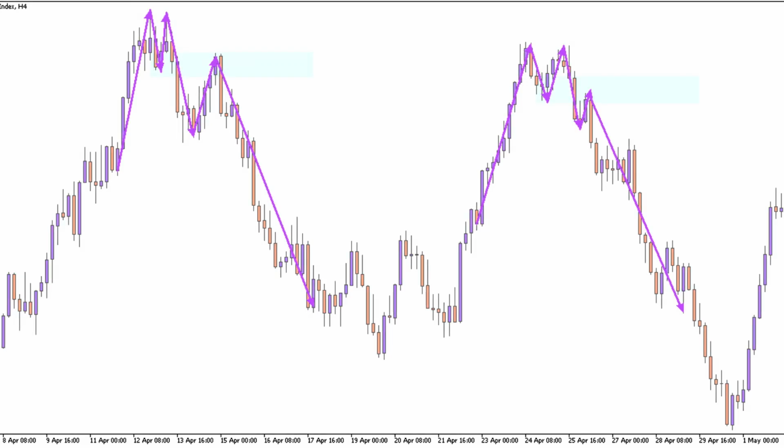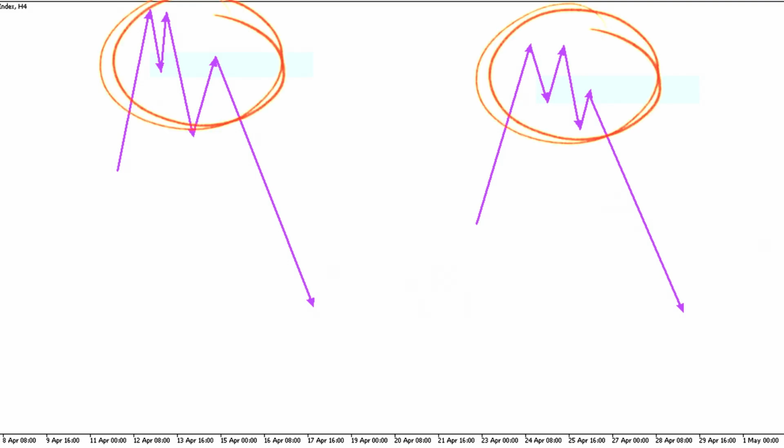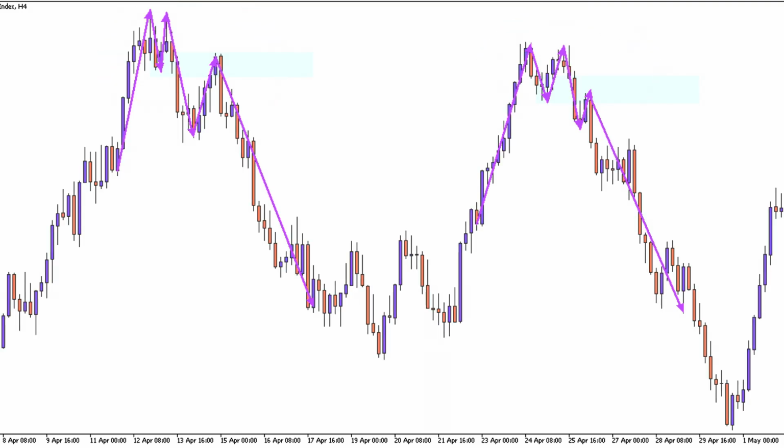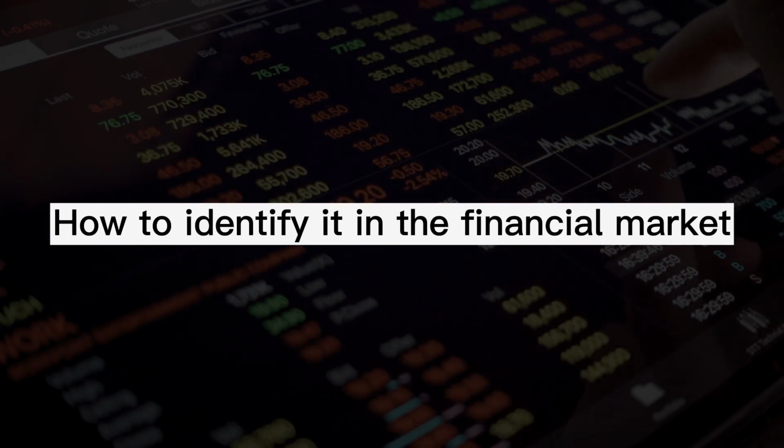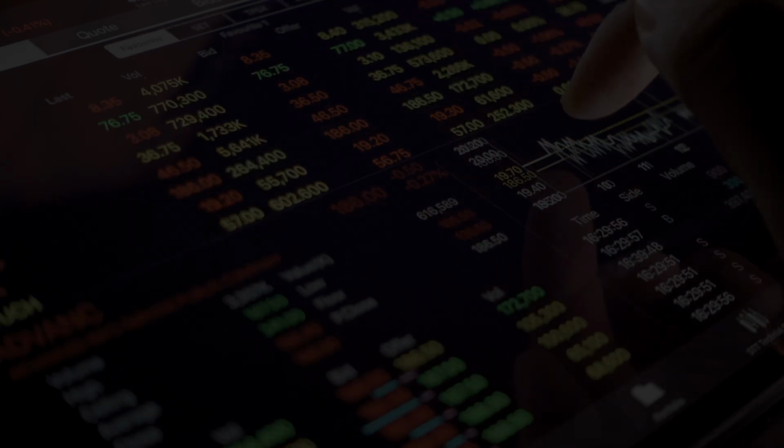Previously, I showed you this pattern you see on the screen. Today, I will explain what it means and how to identify it in the financial market.